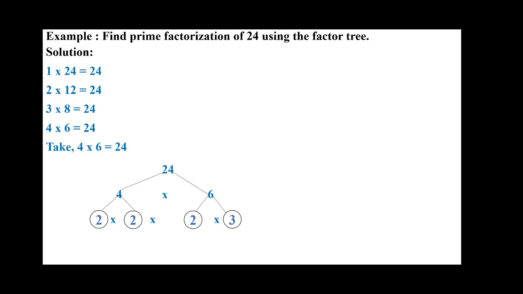Now, we got all the factors are prime factors. So, prime factorization of 24 is 2 into 2 into 2 into 3. 2 2s are 4, 4 2s are 8, 8 3s are 24. I hope now you have clearly understood about Sieve of Eratosthenes and prime factorization.